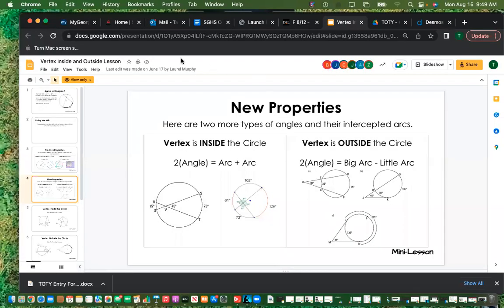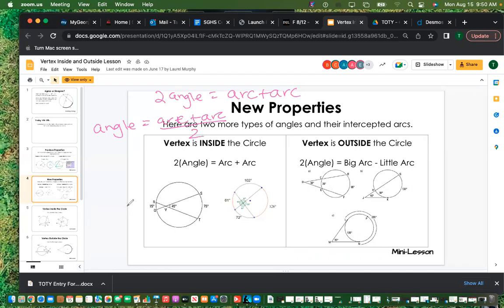Okay, so if I were taking notes, what I would do is I would write down, and I'll write it bigger for you. I would write 2 times the angle equals arc plus arc, okay? Another way that you can say this, and this is the way that I remember it, is I say angle equals arc plus arc divided by 2.